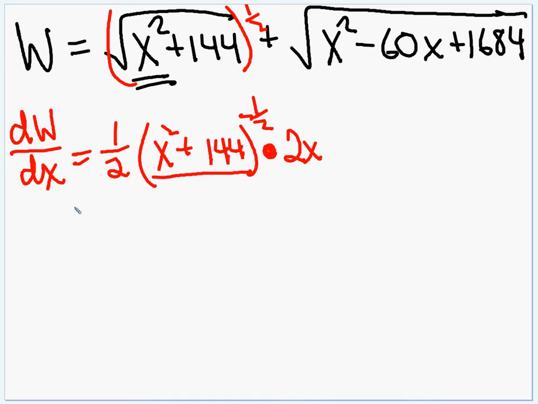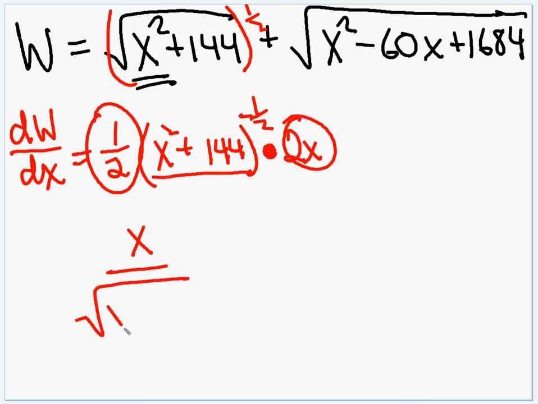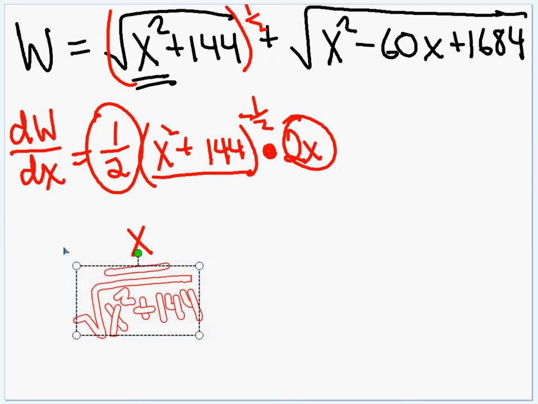And let me just clean this up right here. So let's see, we can do the 1/2 times the 2x, so that leaves an x in the numerator. And then the negative exponent is going to take that downstairs, and I'm going to put it back under a radical. X over the root of x squared plus 144. So that's our first term.